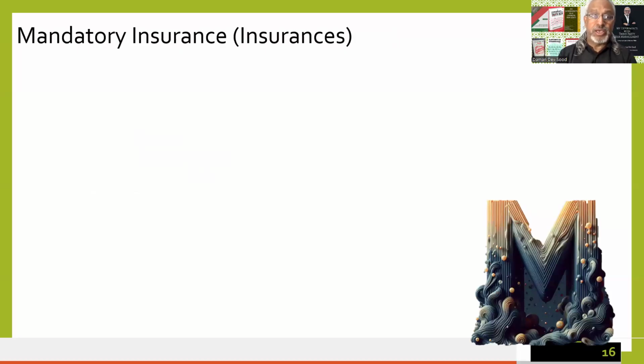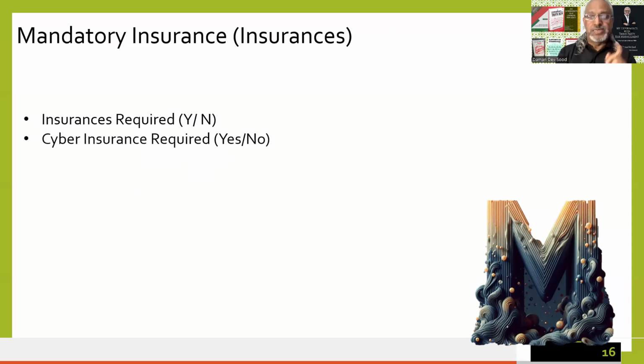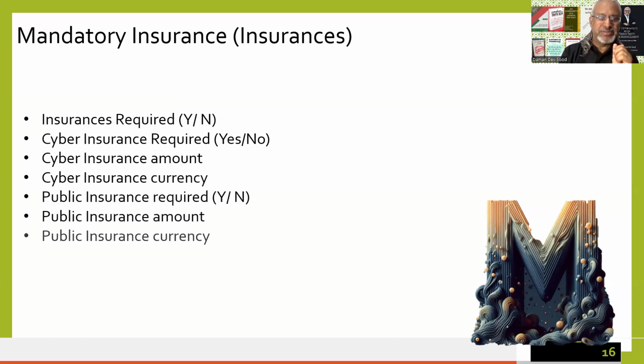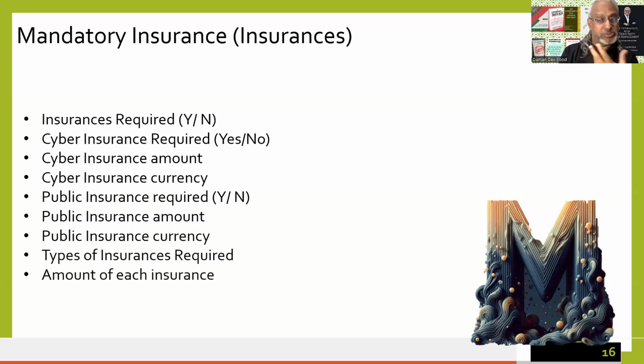M is the mandatory insurances that you would expect your third parties to have. So have you mentioned this? A few specifically I'm mentioning: cyber insurance. Do you expect your third party to have a cyber insurance? Public insurance, do you expect them to have that? Then all other types of insurances that you expect them to maintain, and an amount of each insurance.